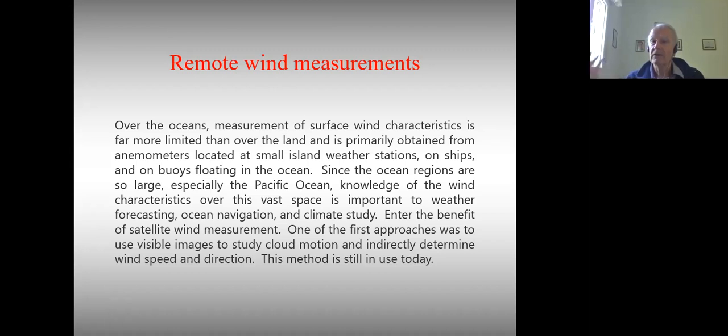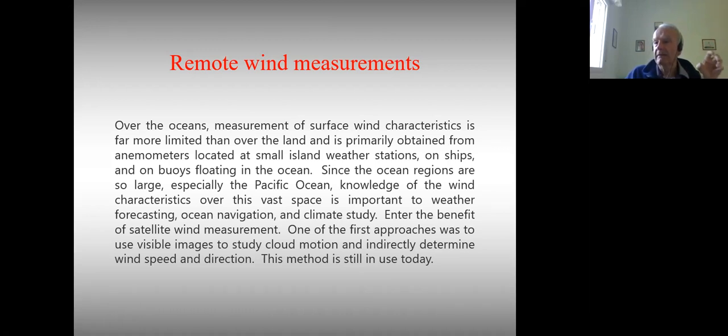And since the ocean regions are large, especially the Pacific, knowledge of the wind characteristics of this area is important to weather forecast, ocean navigation, and climate studies. For example, to give you an idea, the climate or meteorological conditions over Europe are mainly dictated by what's happening in the northern Atlantic. So what does that mean?